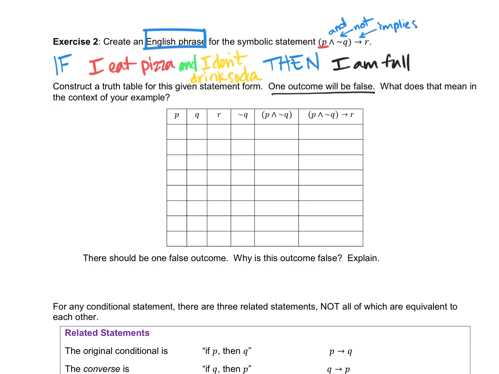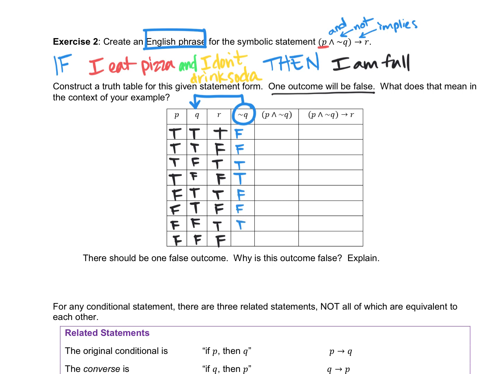We do have 3 statements here, so we have the 8 rows. We're going to fill in half of them with trues, the other half with falses for my P. For Q, I'm going to do 2 at a time. Again, this is just the standard way to fill it in to make sure we get all the possibilities. And R will be alternating. And when we want to look at not Q, it's going to have the opposite truth values of that Q. So it's going to go false, false, true, true, false, false, true, true.